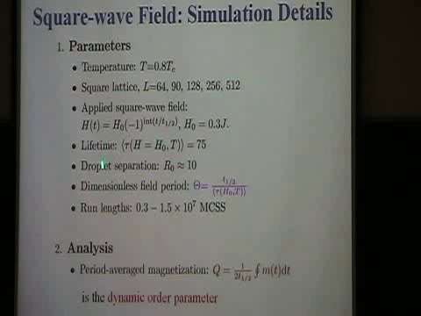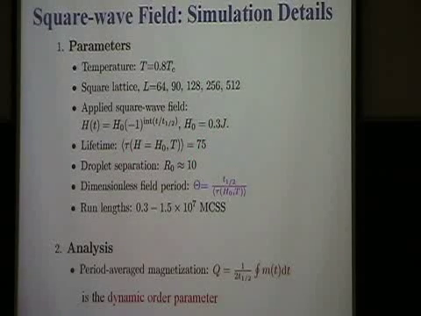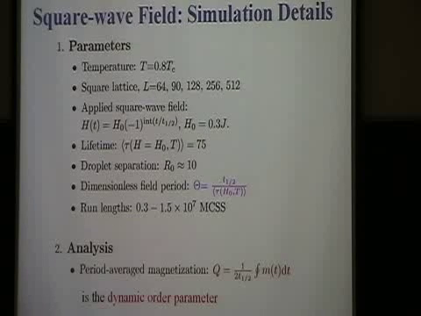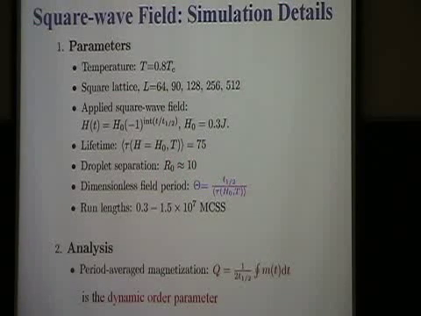We measured the lifetime by just standard field reversal experiments to average 75 Monte Carlo steps per spin. The system is large enough that the distribution around that is quite narrow. This is multi-droplet decay, and our droplet separation, R naught, that we talked about before, is going to be on the order of 10 lattice spacings.